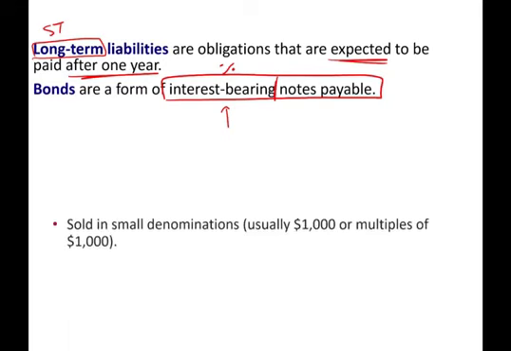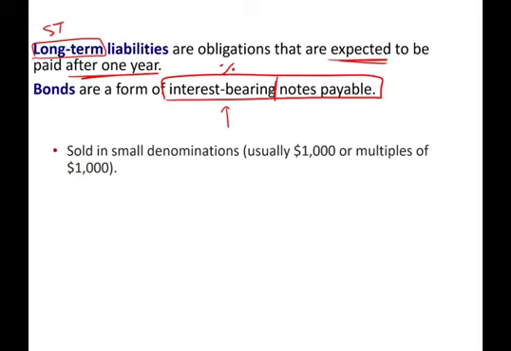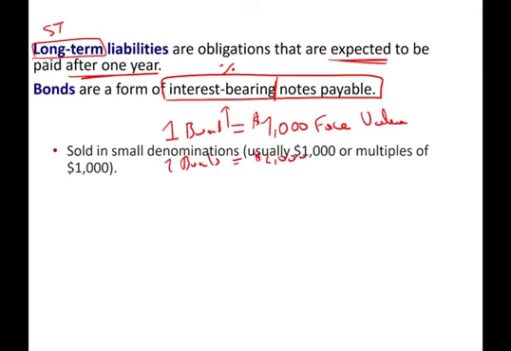Now, bonds are sold in $1,000 denominations, usually 1,000 or multiples of 1,000. So if you want to buy one bond, you can say the face value of the bond is 1,000. Now, I said the face value. You're going to see why I said the face value. So if you want to buy two bonds, the face value will equal 2,000. 3 bonds, and so on and so forth. The reason why is because it attracts more investors. To be more specific, they're most likely creditors rather than investors.